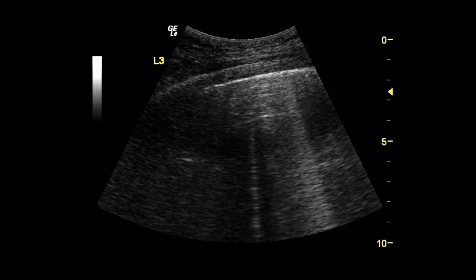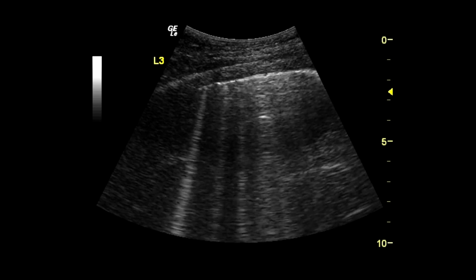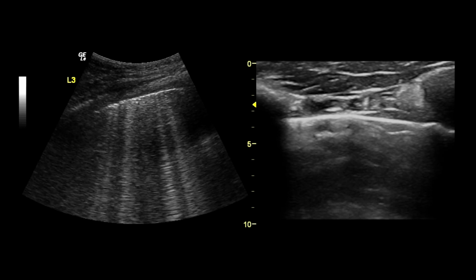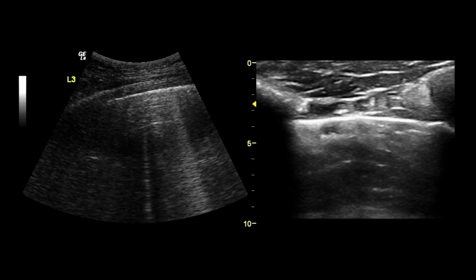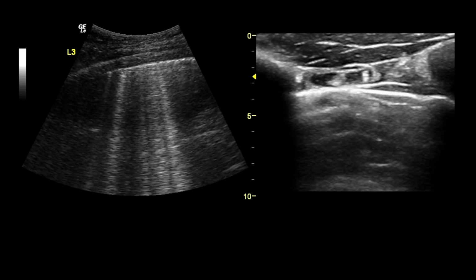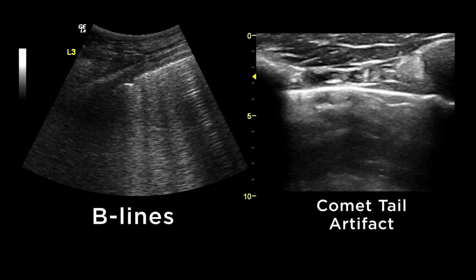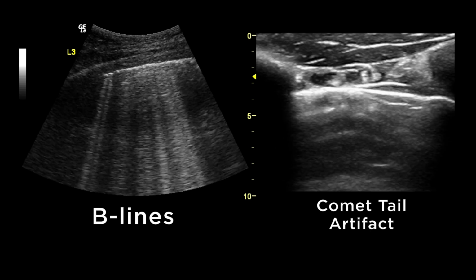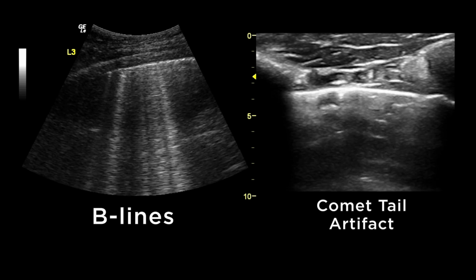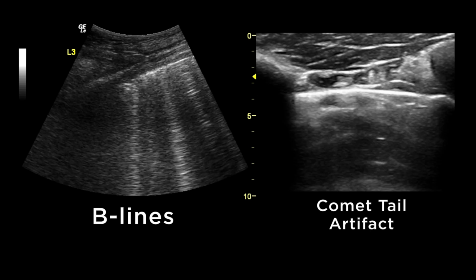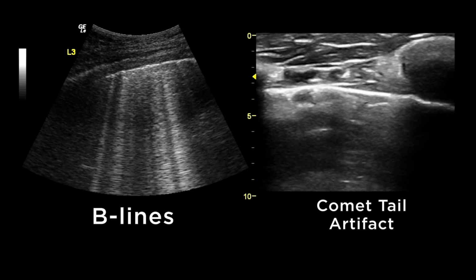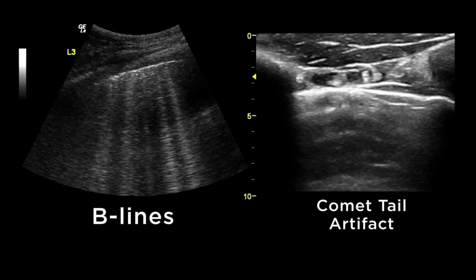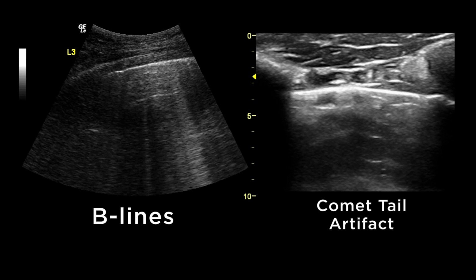Do not confuse B-lines with comet tail artifacts. While both are vertical artifacts that originate from the pleural line, B-lines have the appearance of searchlights or lasers. They should reach the bottom of the screen at depth settings over 12 centimeters. A diffuse bilateral B-line pattern in the absence of interstitial lung disease is highly suggestive for pulmonary edema. Note that B-lines can be seen in multiple types of lung pathology.